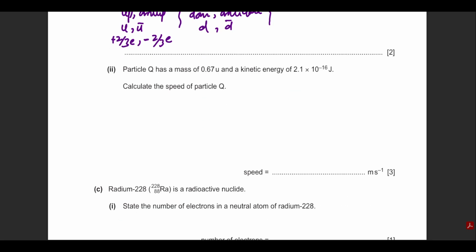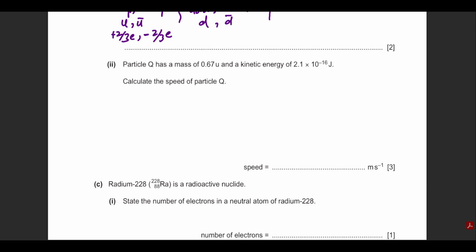You can go check out my lecture. I've summarized that in a single slide. The next question is particle Q has a mass of this. The kinetic energy is this. Calculate the speed of particle Q.